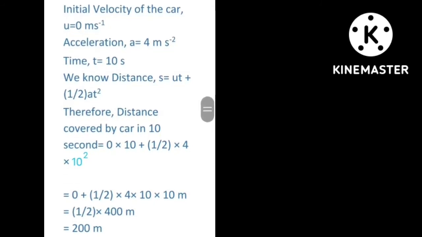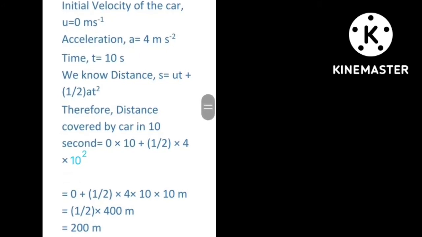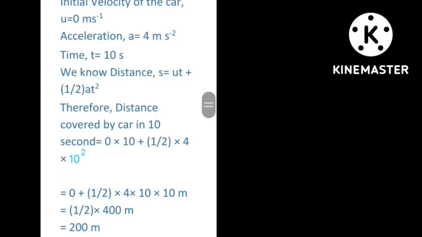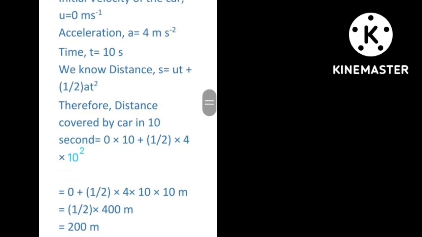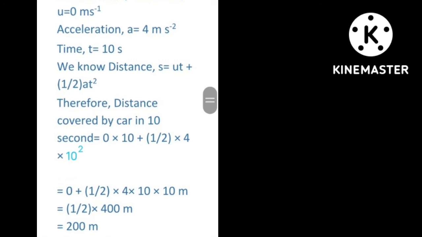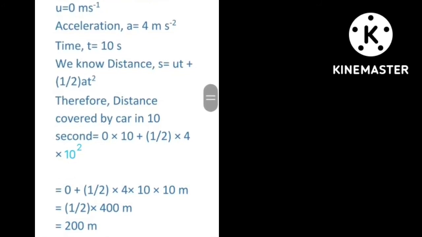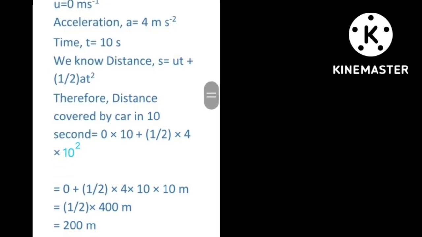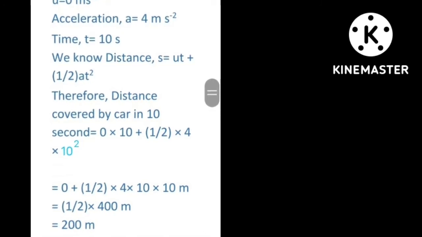So first of all, we can write the three equations of motion: v equal to u plus at, s equal to ut plus half at square, 2as is equal to v square minus u square. So we have u, a, t and we have to calculate s. So which is the equation connecting these four, u, a, t and s? That is the second equation, right? So we can write s equal to ut plus half at square, so that we can substitute the values.